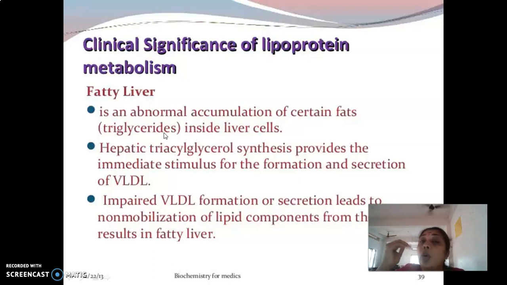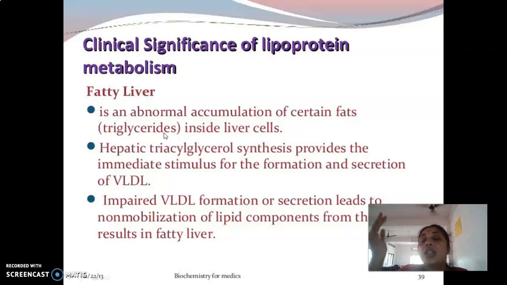Liver will be having only 4% of the total weight, of which again three-fourths of the fat is phospholipid. Only 1/4 is occupied by the TG. That's a normal condition. But there are certain conditions where this value can go up. That is, the TG concentration in the liver can go up or it can get elevated.